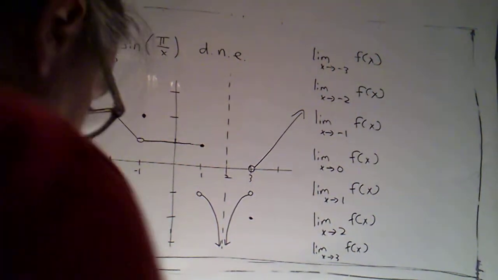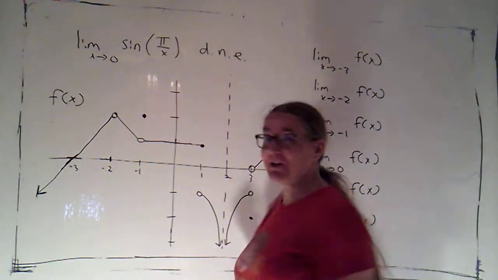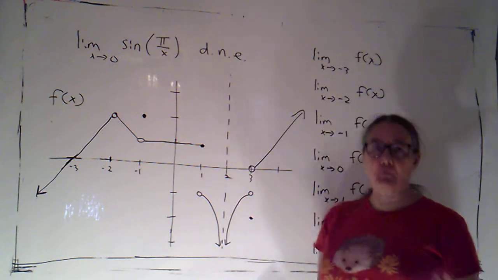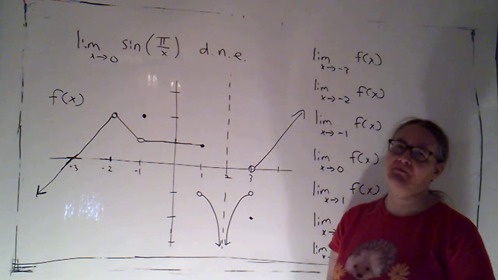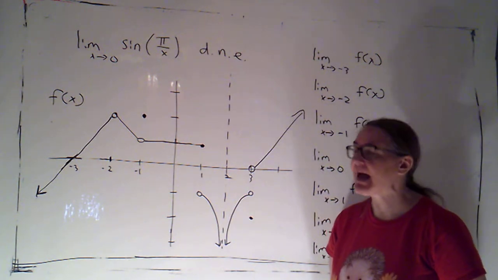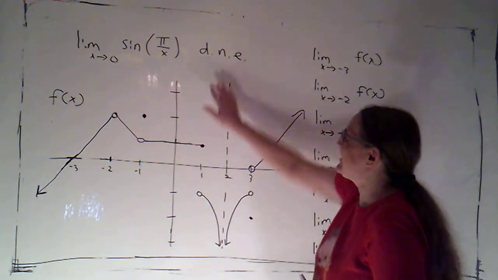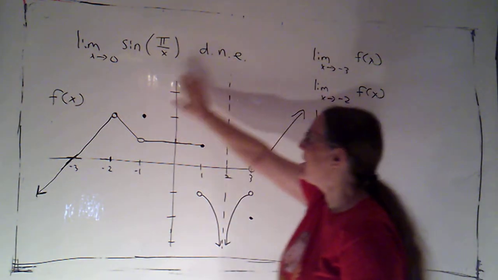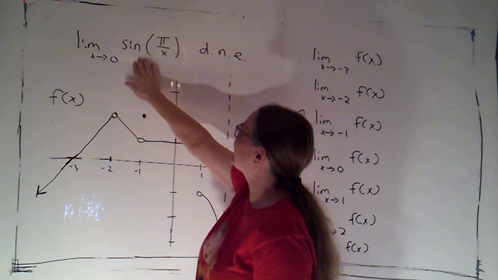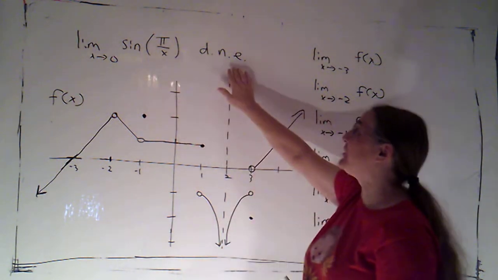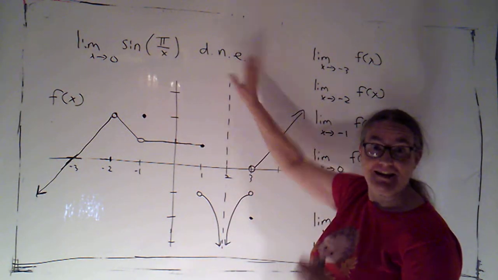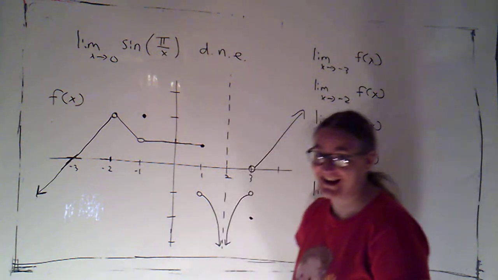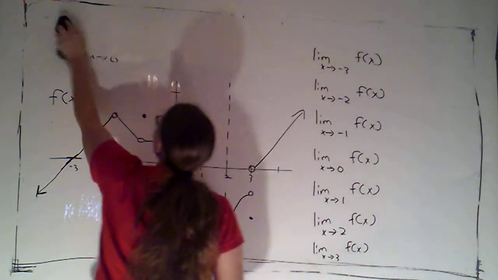In the last video, we saw that it's possible to use a table of values correctly and be misled by it and make the wrong guess. I don't remember if I actually stated our final conclusion, which was that the limit as x goes to 0 of sine pi over x does not exist. That was the correct answer to that question.